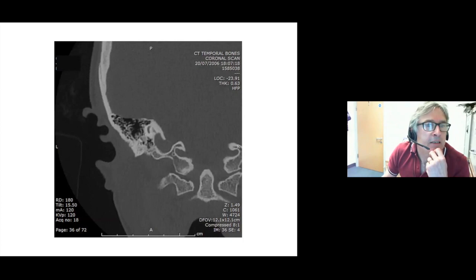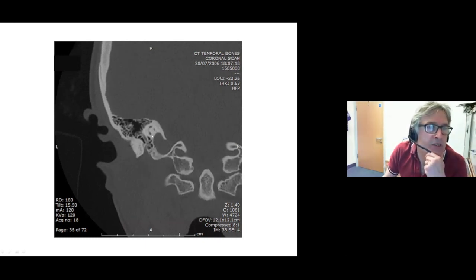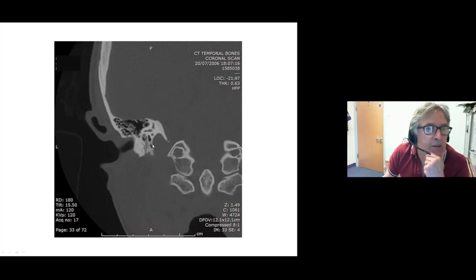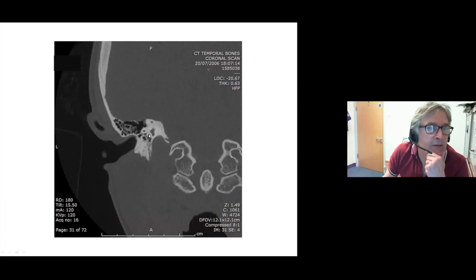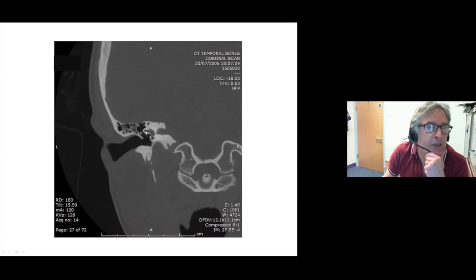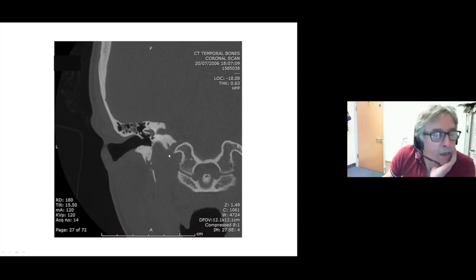Let's just have a look at that in coronal section. So now we're starting posteriorly. This is our posterior semicircular canal just here. As we move forward, you can see the curve of that posterior semicircular canal. Here's our horizontal semicircular canal moving forwards onto the vestibule. Here's our superior semicircular canal. And as we go further along, here's our superior semicircular canal arching over, and then our lateral semicircular canal just here. And we're back on the vestibule.